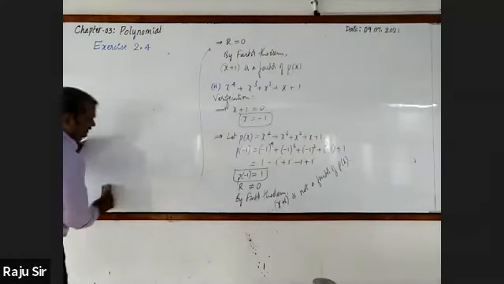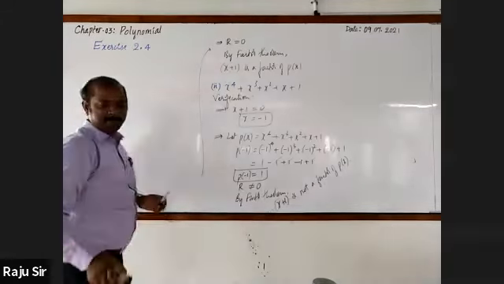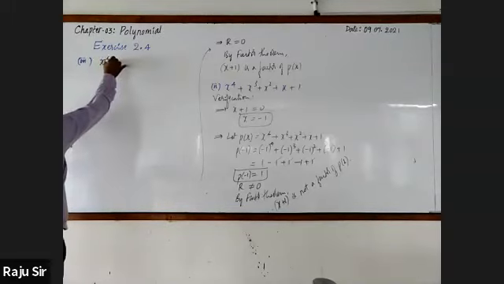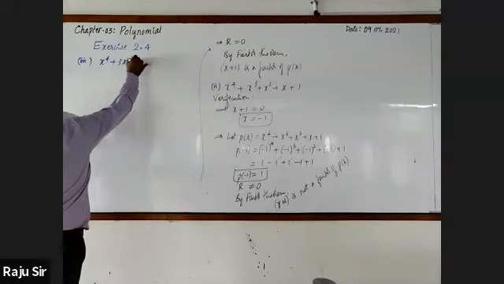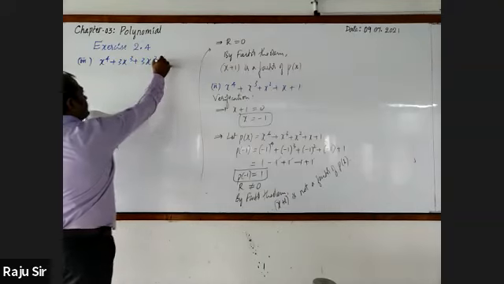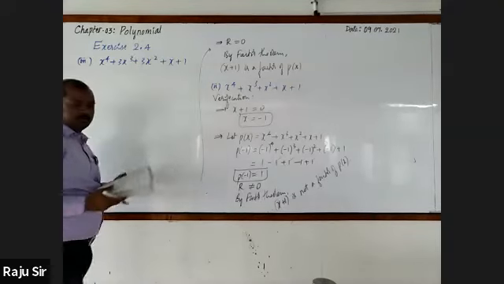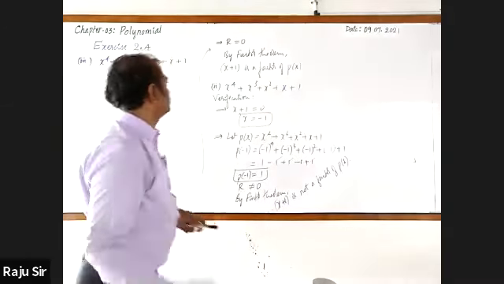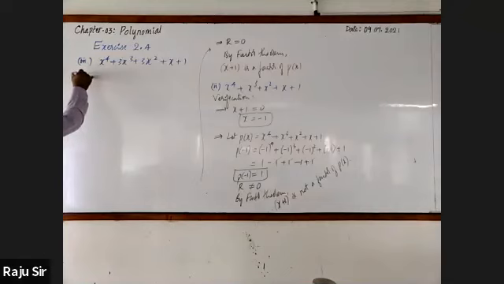Wait. I have not written the third one yet. Right. Third one. It is x to the power 4 plus 3x cube plus 3x square plus x plus 1. Now let's go for checking whether it is a factor or not. Verification.